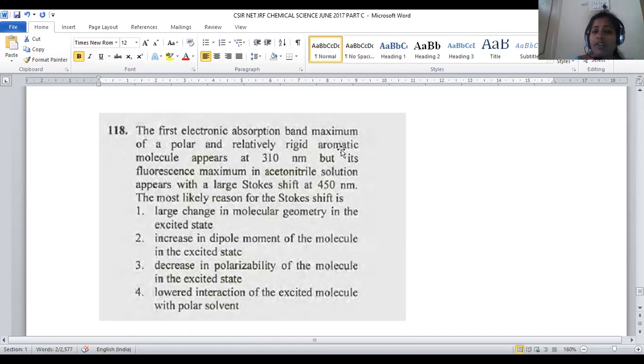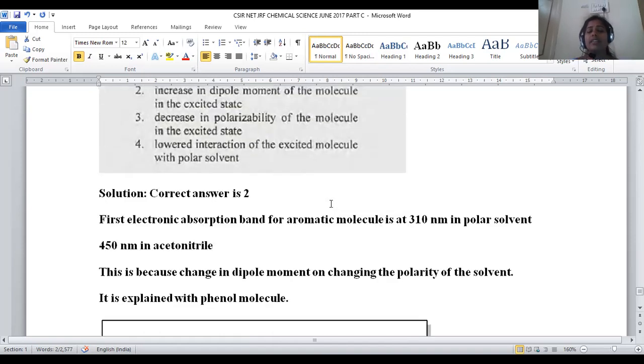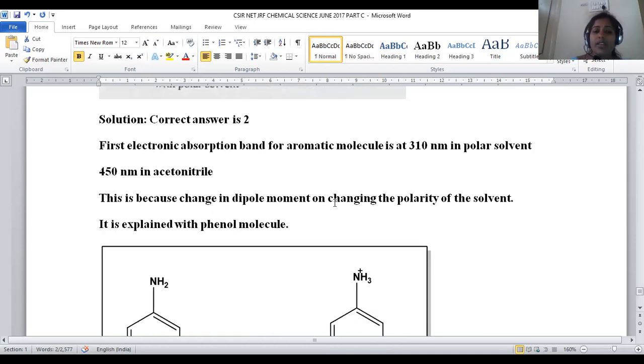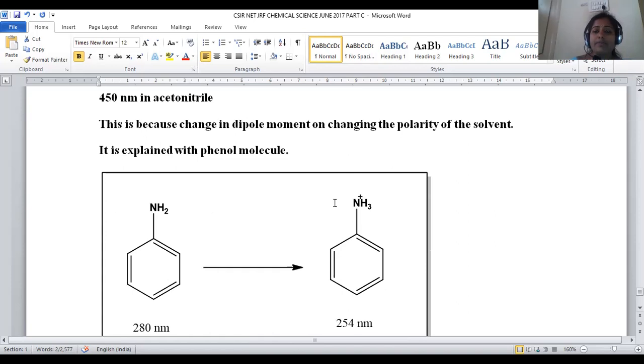What are they asking for? One of the aromatic compounds was taken. That aromatic compound dissolved in polar solvent in one condition, whose lambda max value is given as 310. And the same aromatic compound was taken and dissolved in acetonitrile, being the non-polar one, and there is a lambda max value of 450. Okay, 450 is observed. So let us see how it is possible and what could be the reason for that.